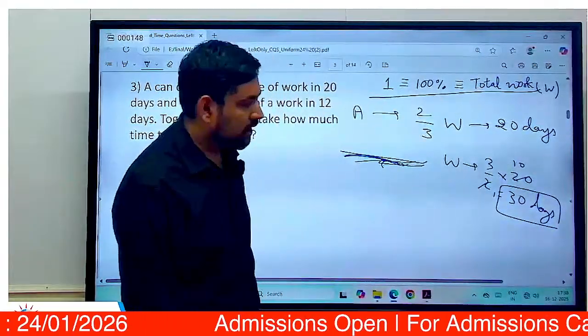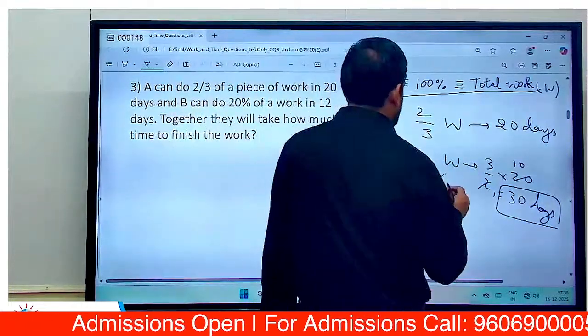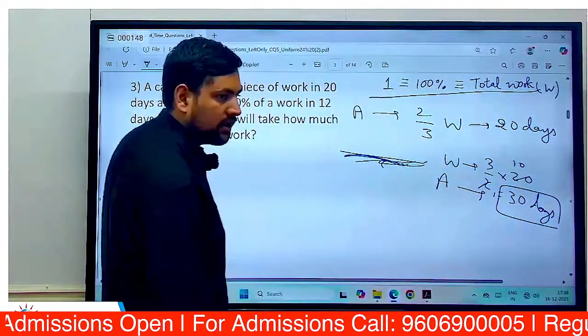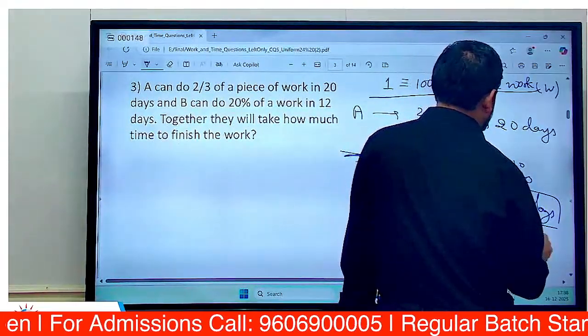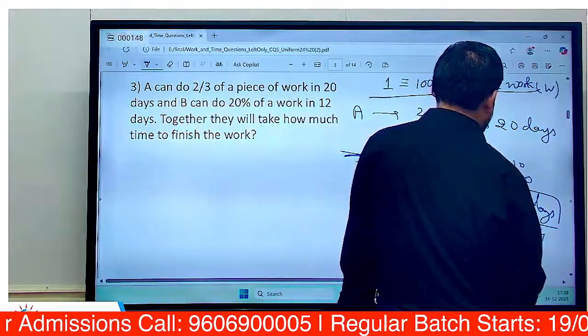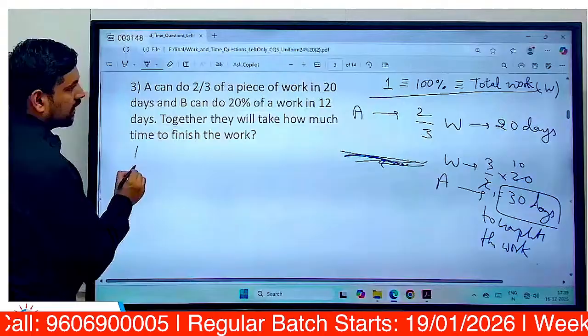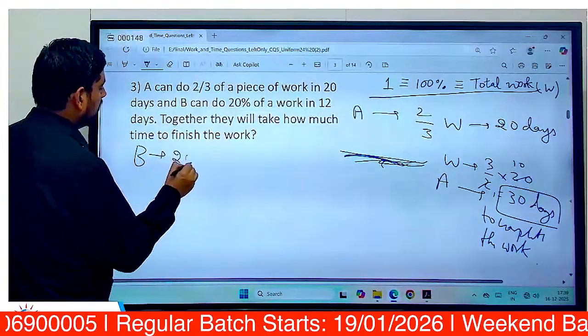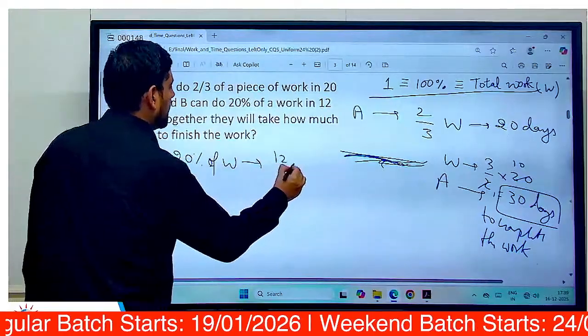This is what A takes to complete the work. A takes 30 days to complete the work. Then let's find similarly for B. So B: 20% of the work is done in 12 days.